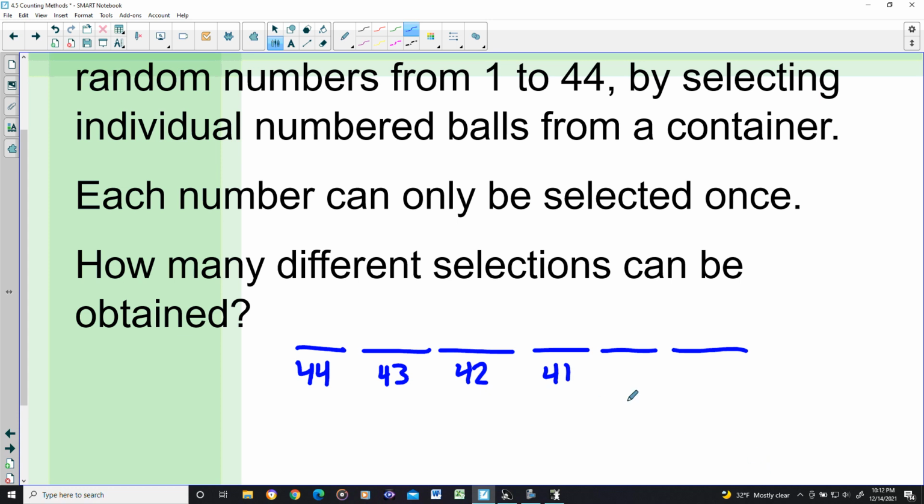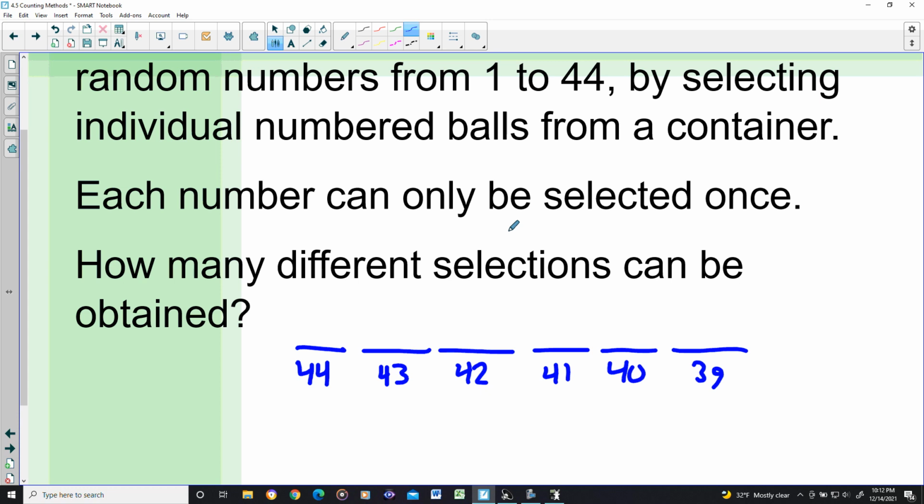Then for the fourth, it'd be 41, 40, and then for the last choice, there would be 39 balls left in the container. And we're not going to multiply any more than that because we're only making 6 selections. Once we've made our 6th selection, there are 38 balls left, but that does not matter. So we can pick essentially any 6 of these 44 numbers.